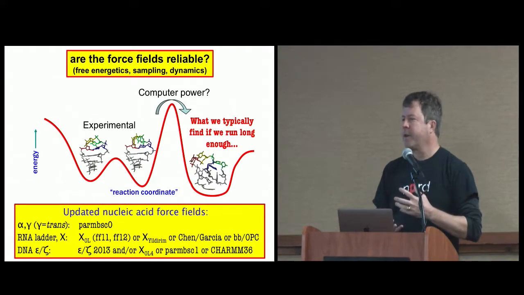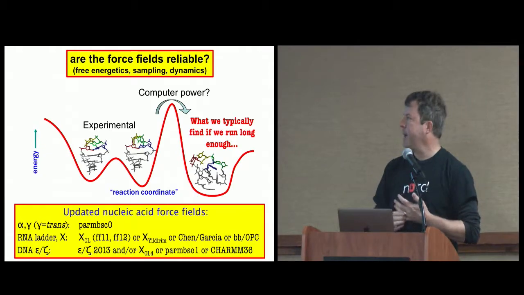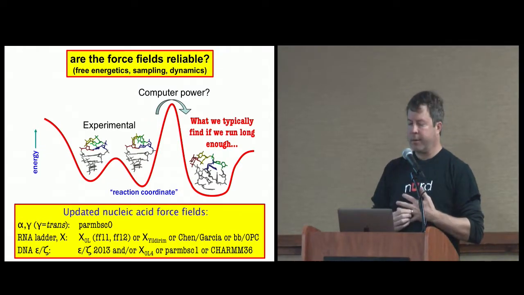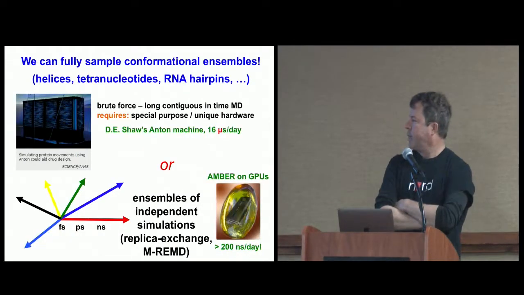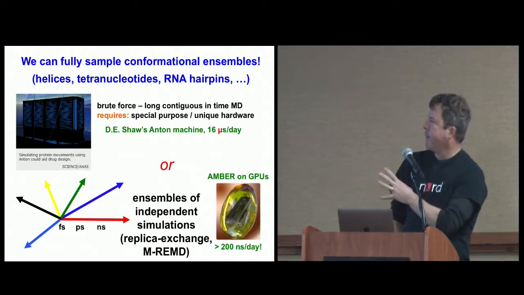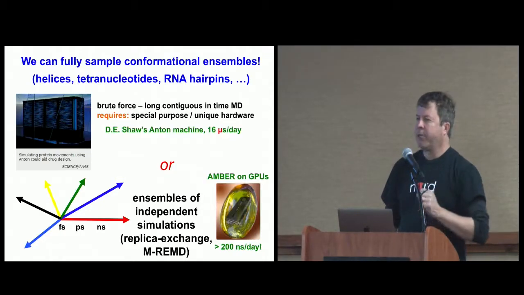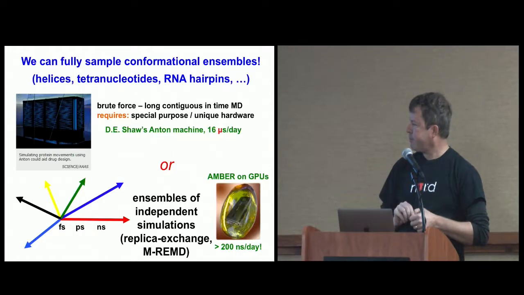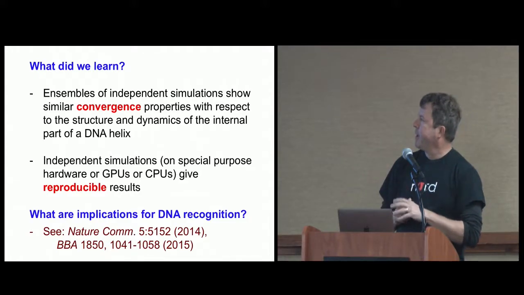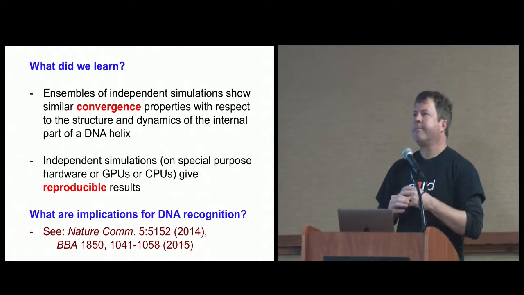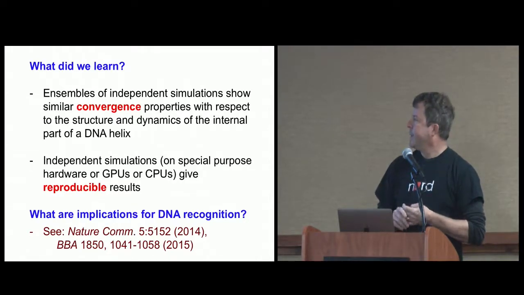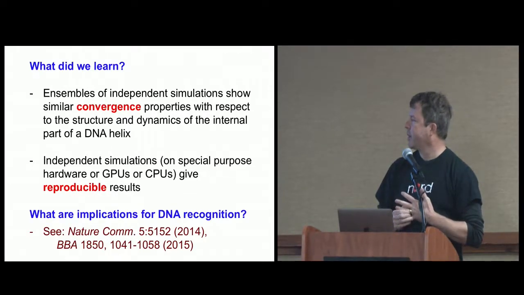We modify the force fields to fix them. They work for a period of time, and then we break them again. Now, with access to facilities like Blue Waters or David Shaw's Anton machine, we can run very long simulations on Anton. On Blue Waters, we can run ensembles of independent simulations. And we can show that ensembles of independent simulations show similar convergence properties to regular long simulations. We can get independent simulations with different initial conditions to give reproducible results and converge.